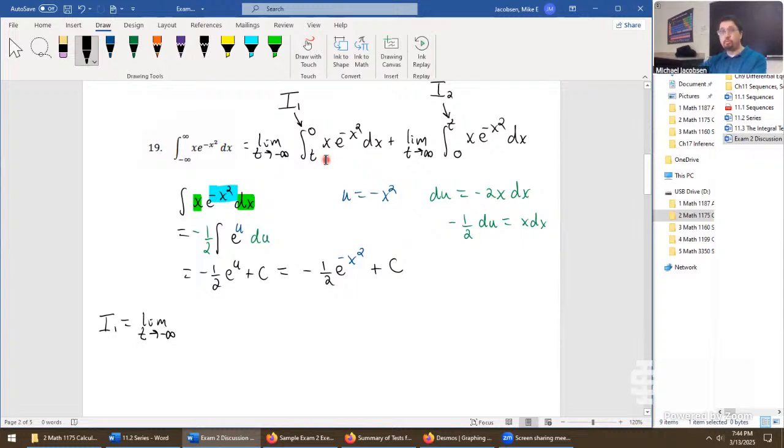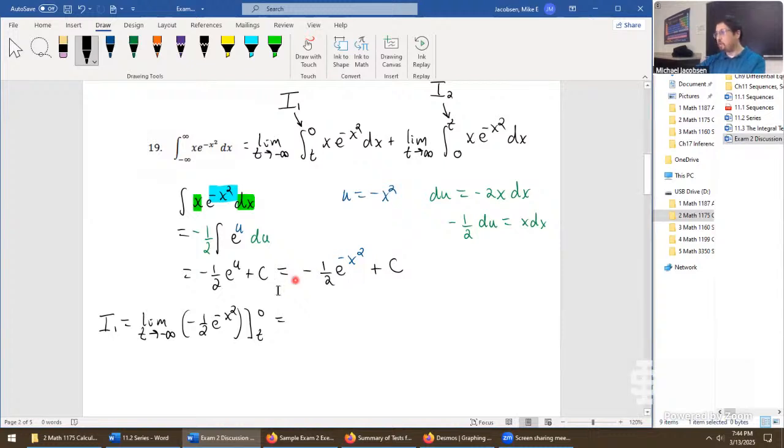Next thing we'd want to do is get the antiderivative for all this. But we've already done it. It's right here. We leave off the plus c because we're going to also evaluate the integral. Here's the antiderivative, negative 1/2 e to the negative x squared. Evaluate it from t to 0.